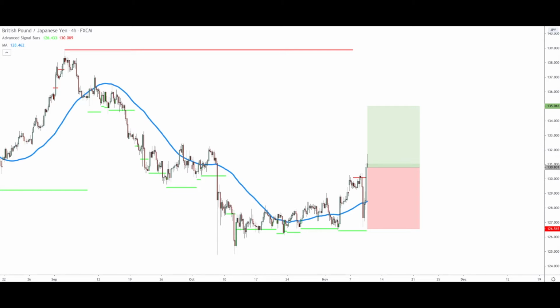I have many traders who really like this kind of setup with the advanced signal bars, but they have totally different setups. That's because they have different risk attitudes and different strategies, so the setups are absolutely different. Mine is like this, with a 1 risk reward ratio, and then I just enter the trade.